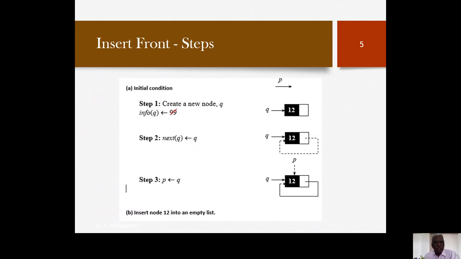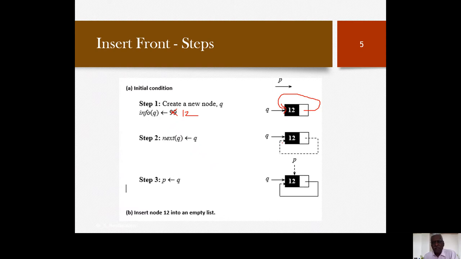okay, 12. It's not 99. It is 12 because it should match with the figure, right? So it's a typo error. So 12 is the information field which we have created. Next, what do we do? We need to make it circular. So how do we do that? The next of this Q should point to this. That means this should point to this. So that's what this statement says: next of Q points to Q again.